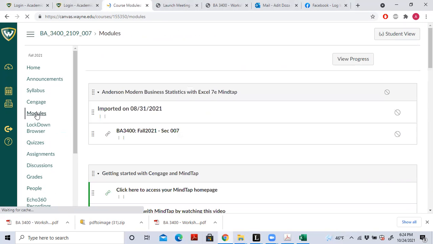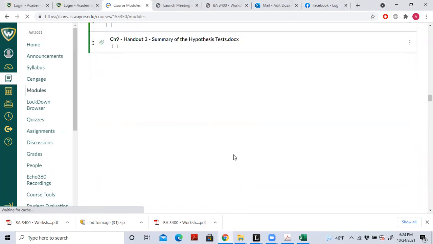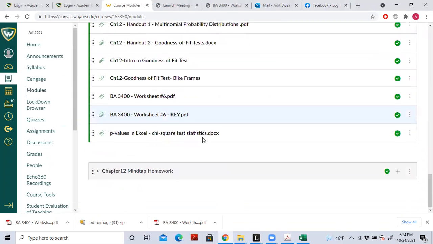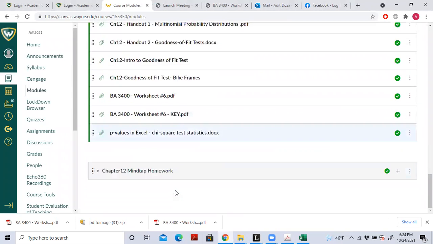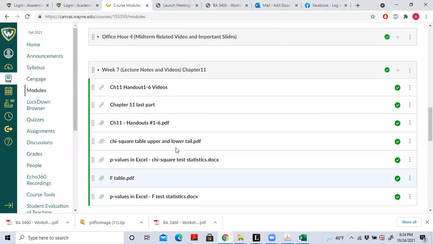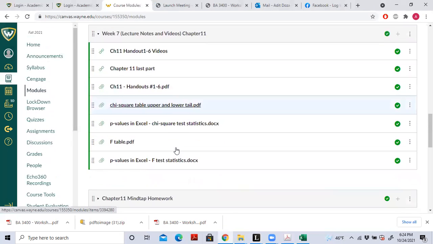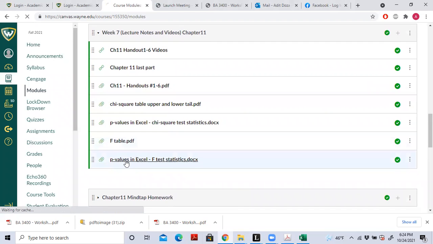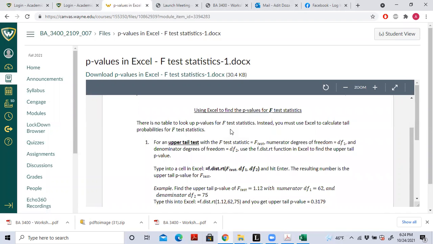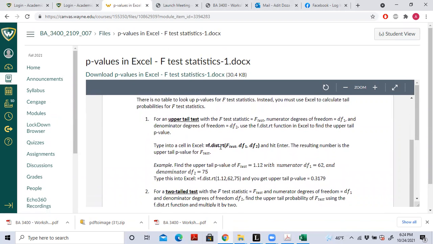let's go to the module. F-test statistic, p-value in Excel, chi-square. I didn't give the F one yet. Let me see. Okay, yeah, I gave the F-test statistic here. So what's the formula for the upper tail, because it is always upper tail? F.DIST.RT, then you put the F-test statistic value, then degree of freedom 1 and degree of freedom 2.